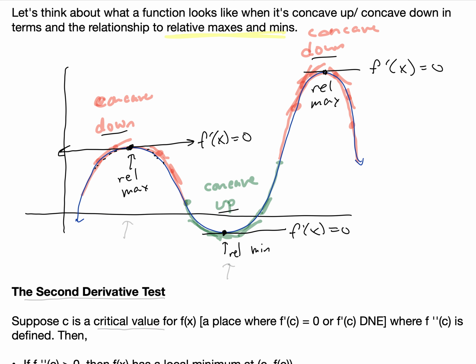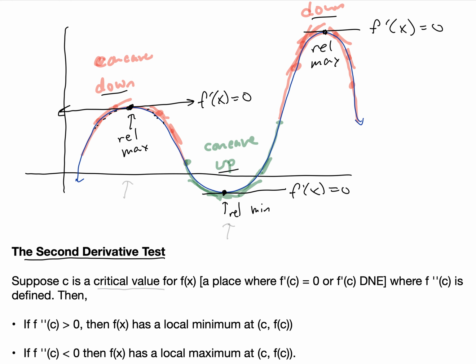So this observation leads us to the second derivative test, and this is a way for finding local or relative maxima and minima. So suppose that c is a critical value or a critical number for f of x. That is a place where the first derivative equals 0 or the first derivative does not exist, where it's also the case that f double prime of c is defined, or the second derivative does exist. Then, if the second derivative is greater than 0, if we're concave up, like in this situation here, then f of x has a local minimum at the point c, f of c.